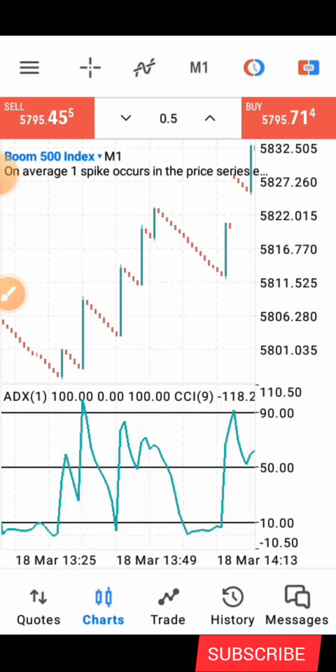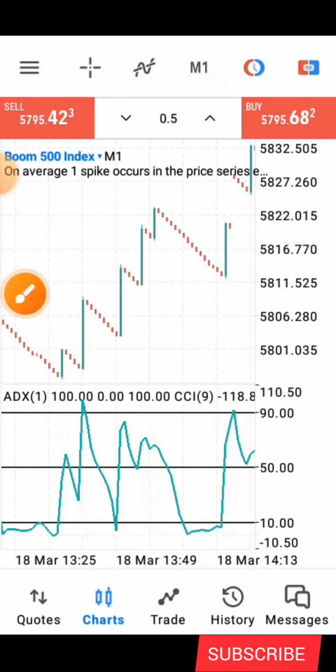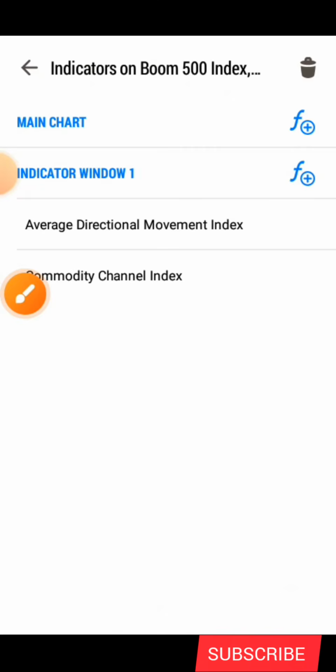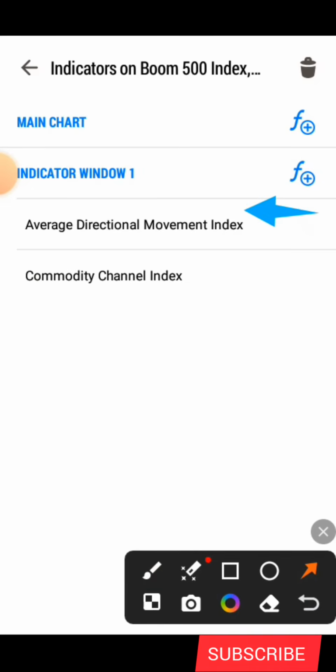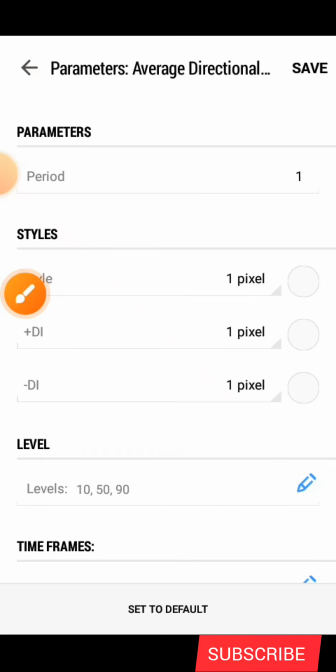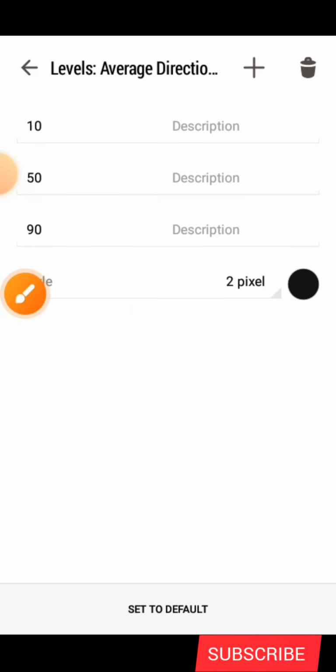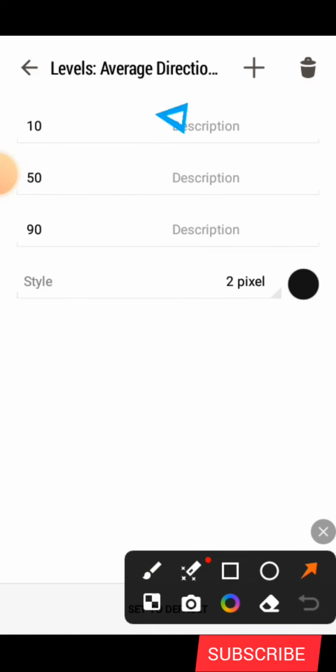So you click on this icon here. Let's quickly set up the indicator settings. Now the first indicator here is the average directional movement index. This is the setting, so just take a screenshot of this. As you can see here, the levels, which is this one right here, these are the settings: the 10, 50, and 90.